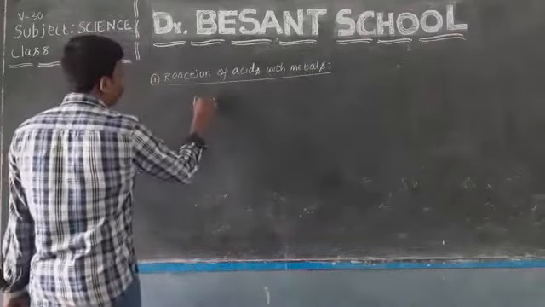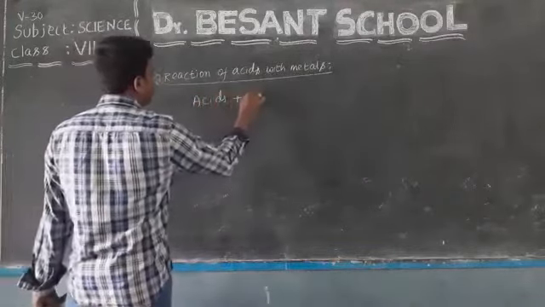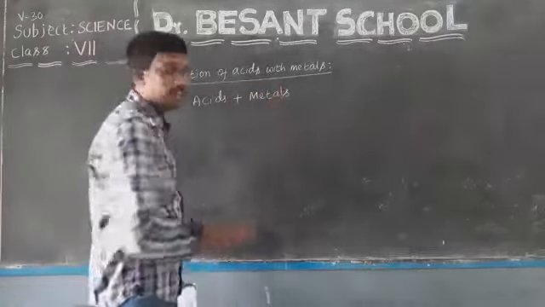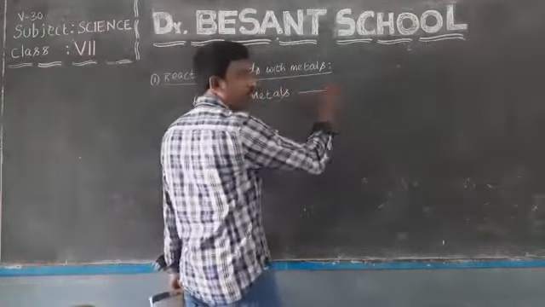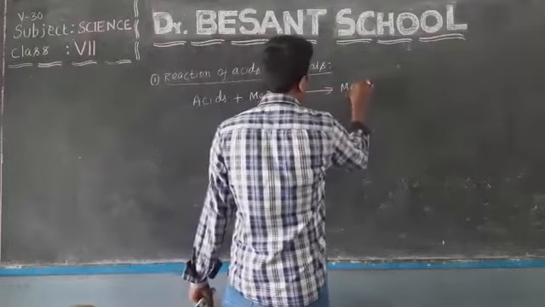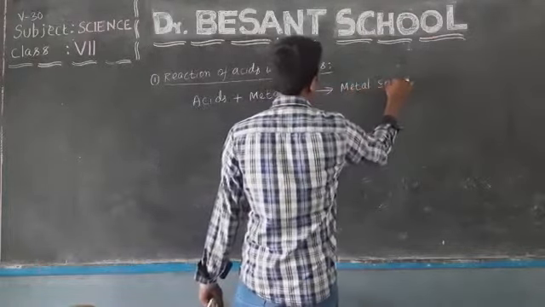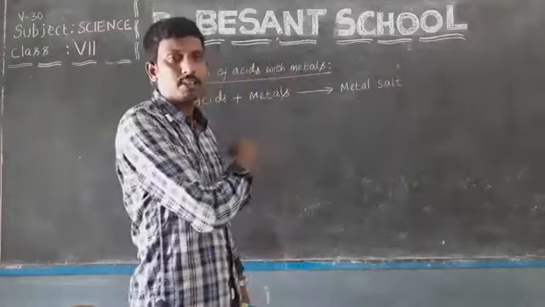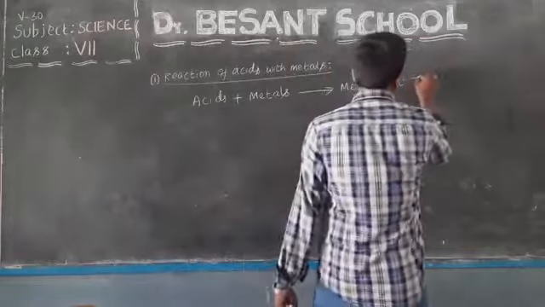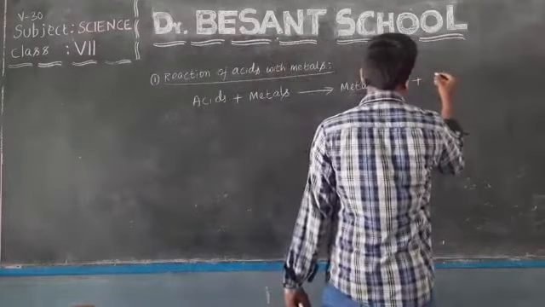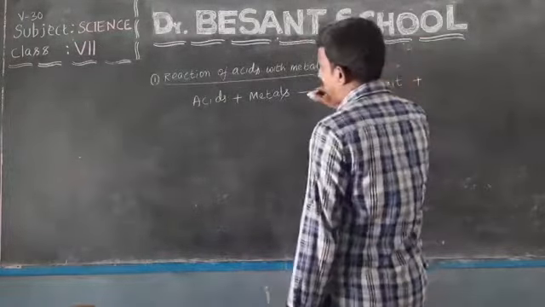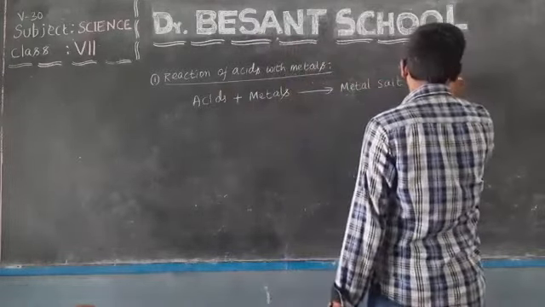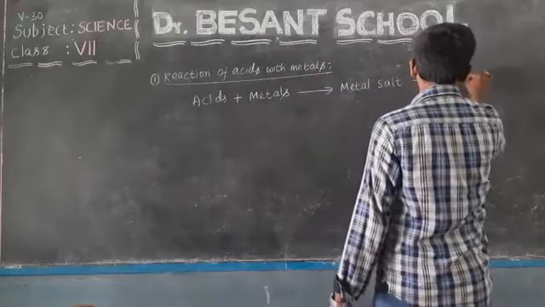So we can finally write about this. Acids react with metals. What will be the products? You will get the corresponding metal salt: metal chloride, metal sulfate, metal carbonate, depending upon the parent acid. And here a colorless gas is evolved, which is nothing but hydrogen gas.